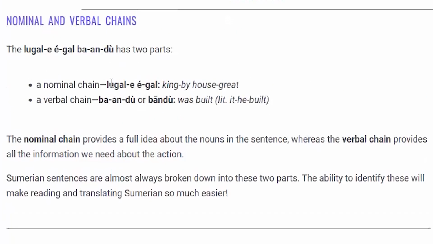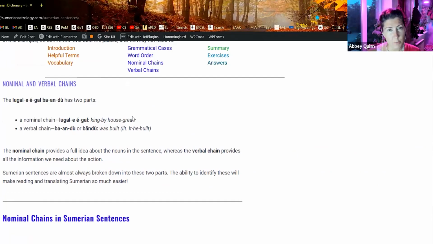The nominal chain, which is this one right here, provides all the information we need about the nouns in the sentence. Whereas the verbal chain, this one right here, has all the information we need about the action, including who did it, to what, and where, all of these things. Verbal chain gets pretty long. Again, we will cover this in more depth later.